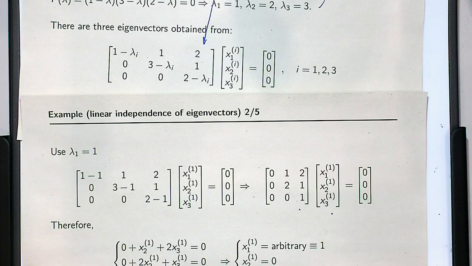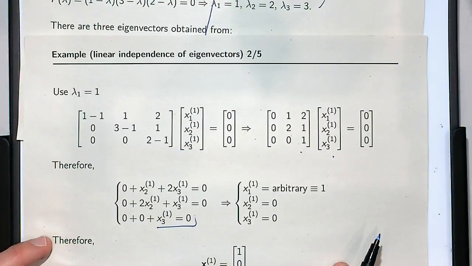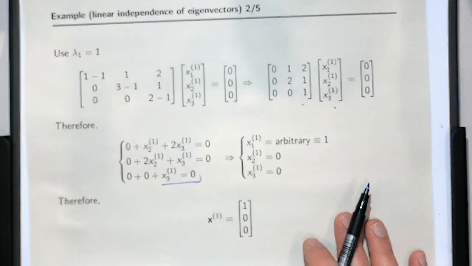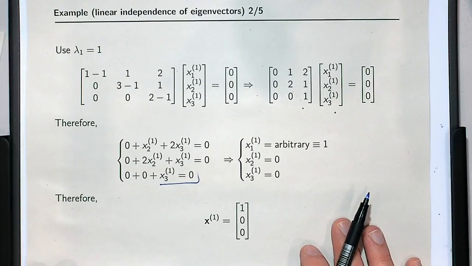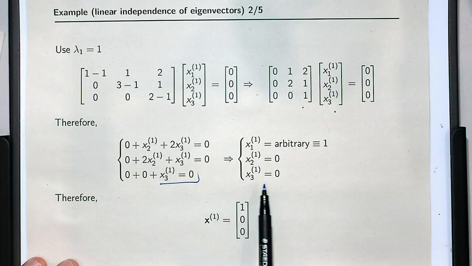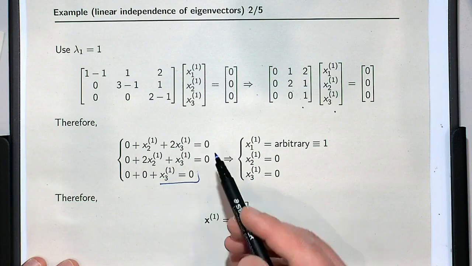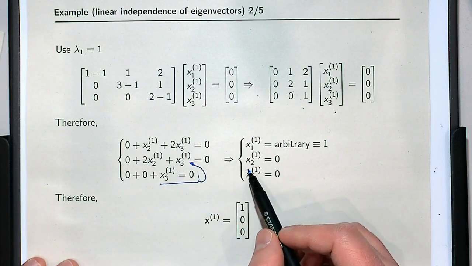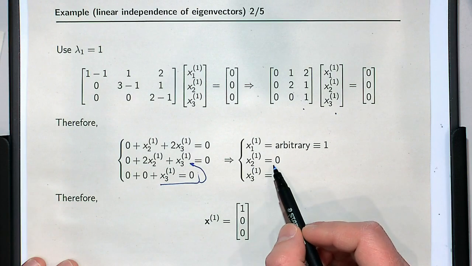Okay? Can you scroll down, please? Oh, sorry. Maybe I do not need that. So from here we get x3. The third component of the first eigenvector is 0. If I plug this into the second equation, I get the second component of the first eigenvector also 0.